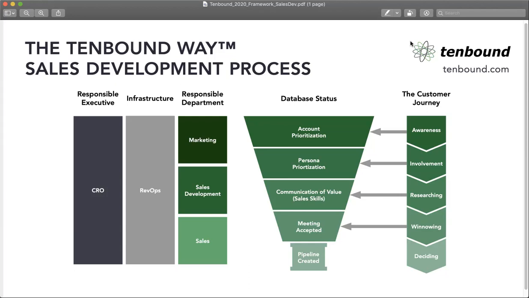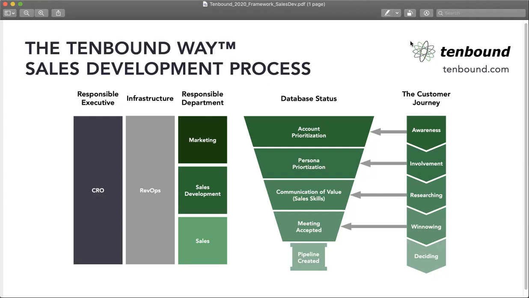So the way to use this is we all start on the right side with the customer journey, and the way that the customer moves through their awareness in looking for new tools, reading blogs, gathering information, and eventually becoming involved in the decision making of potentially your product or service, doing more research, usually winnowing things down to two or three main competitors, and then deciding on what they want to do.